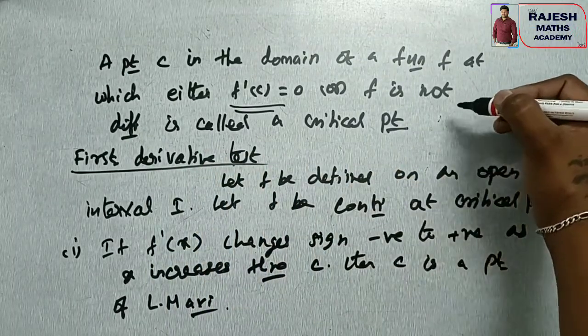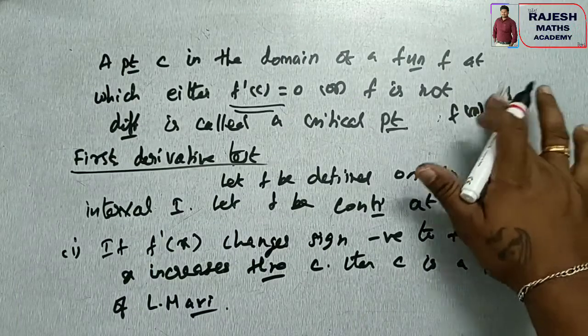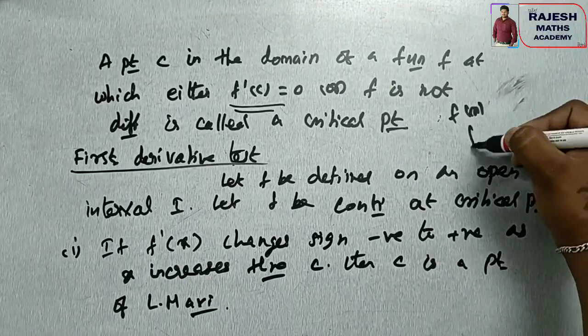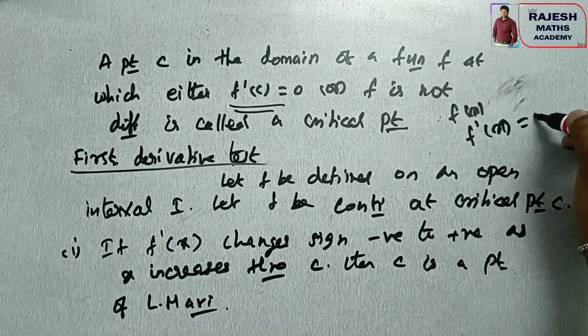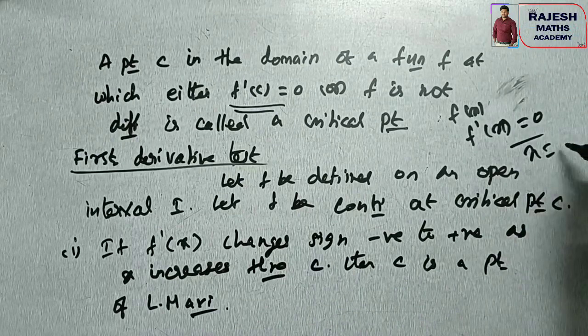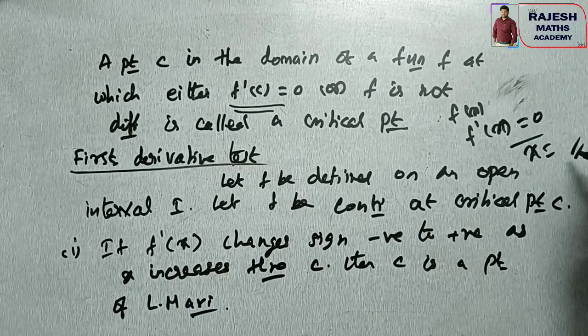For example, a function f of x is given. What we have to find is f dash of x, then we equate it with 0. The corresponding x values we get from this equation are called critical points.